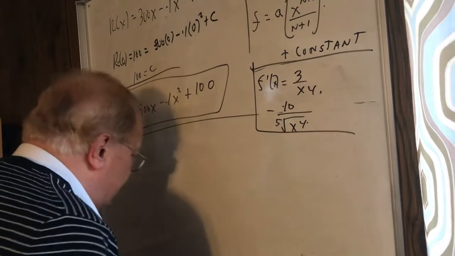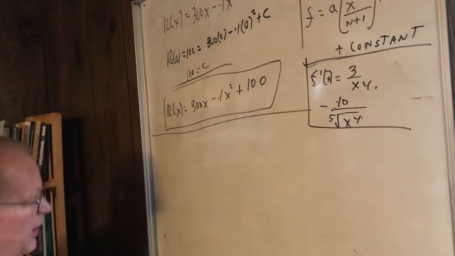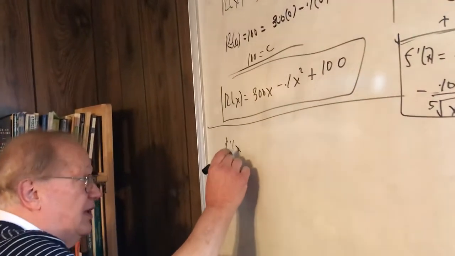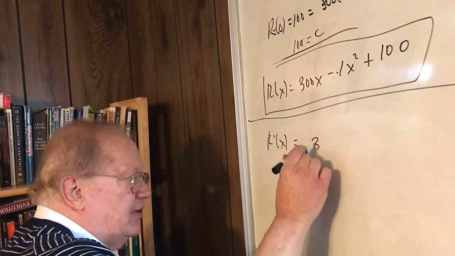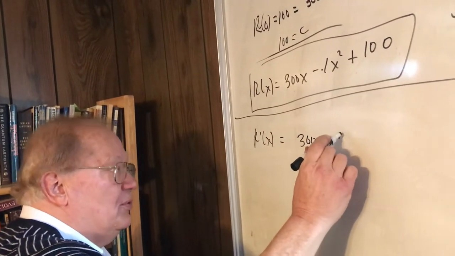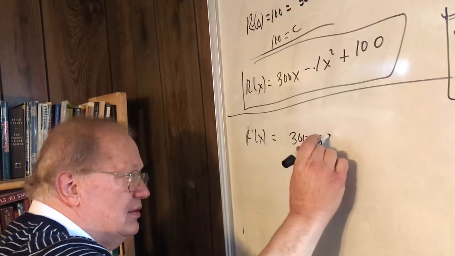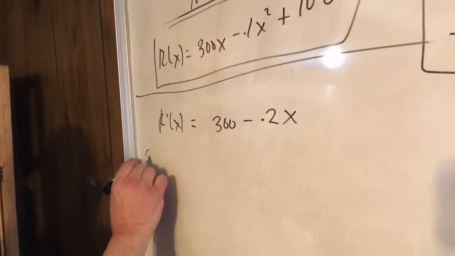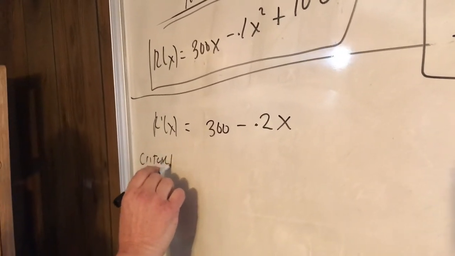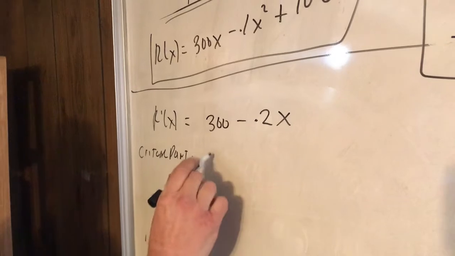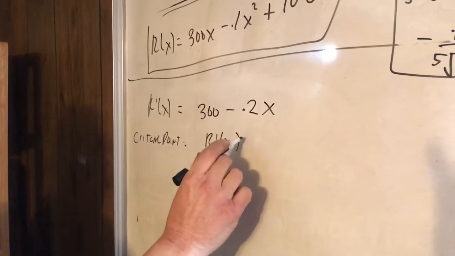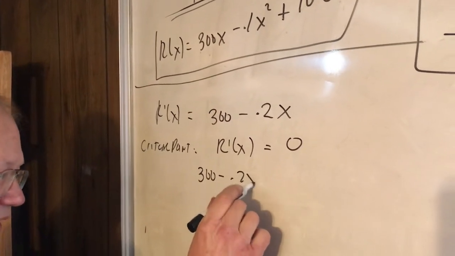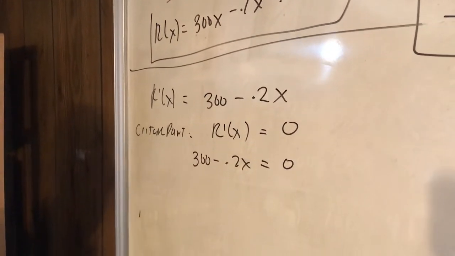Notice I don't need to differentiate this because I already was given what R′(x) was, because that was the beginning problem, right? It was 300 minus 0.2x, correct? Okay, so that's R′(x). So I want to find the critical point. I set R′(x) equals 0. So 300 minus 0.2x equals 0.